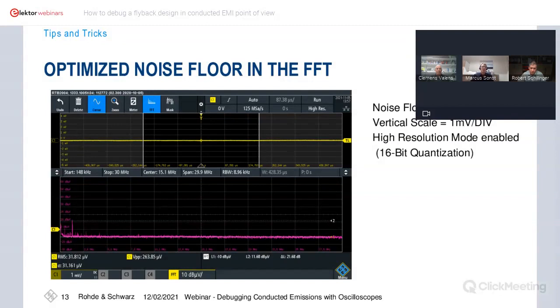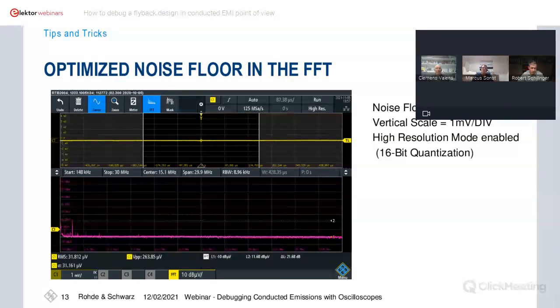Some words about the noise we have here. That was the measurement with the RTB I did. The top is the time domain and the bottom is the frequency domain measurement, where we have basically an optimized noise floor with the instrument. Nothing was connected, with the lowest vertical scale, 1 millivolt per division. I also enabled the high resolution mode to get the 16-bit quantization, which also ensures that we have really less noise. So that is the best we can get, and we had a noise floor of minus 10 dB microvolt.